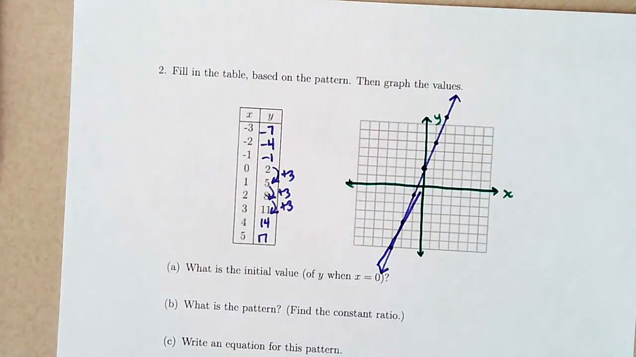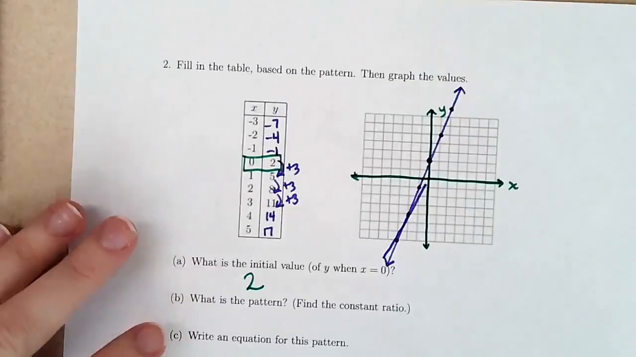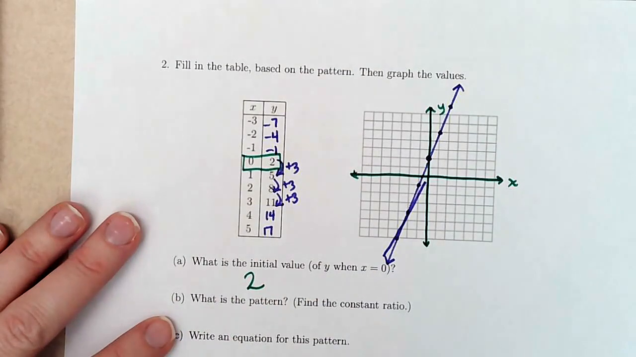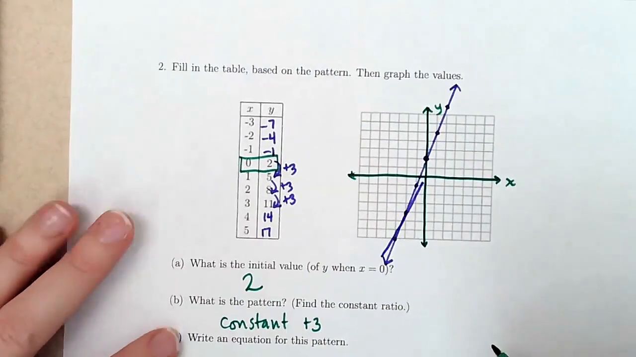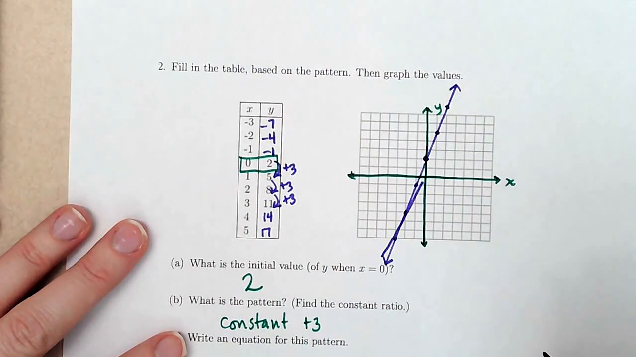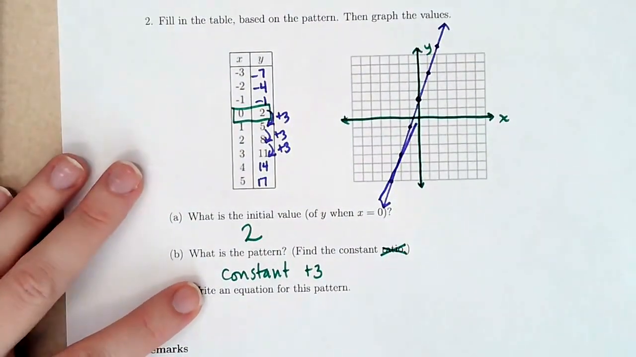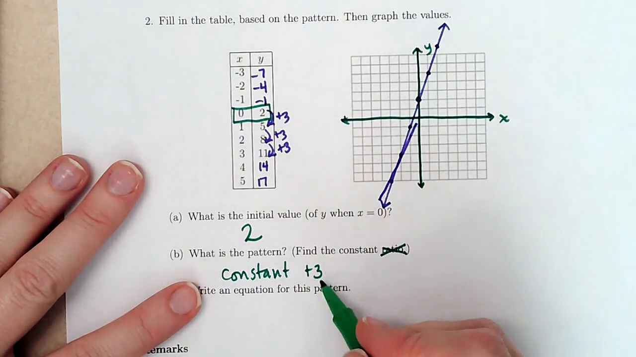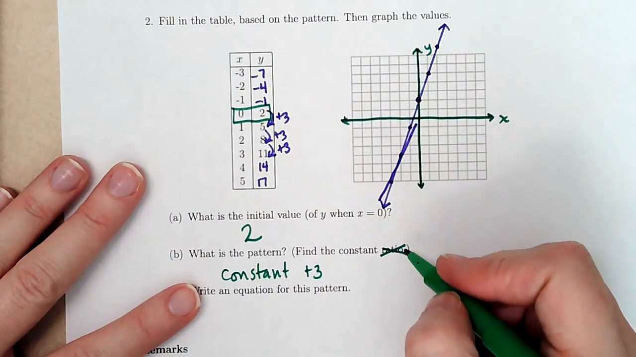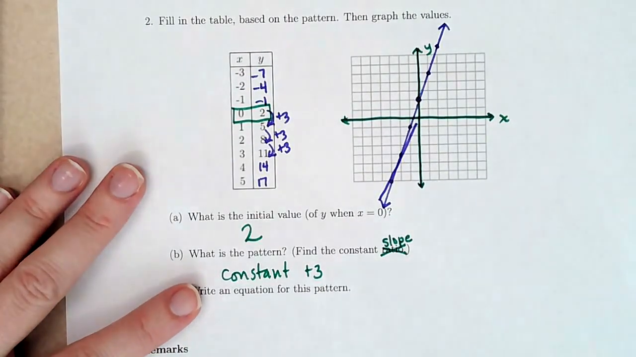What is the initial value when x equals 0? There is the initial value. It was 2, just like before. What is the pattern? The pattern was plus 3. So constant plus 3, which means it's linear. And find the constant ratio. Nope, it's not a ratio. It was a constant rate of change, but it's a plus 3. So I guess you could say the constant ratio, the ratio, I mean, slope is a ratio, right?